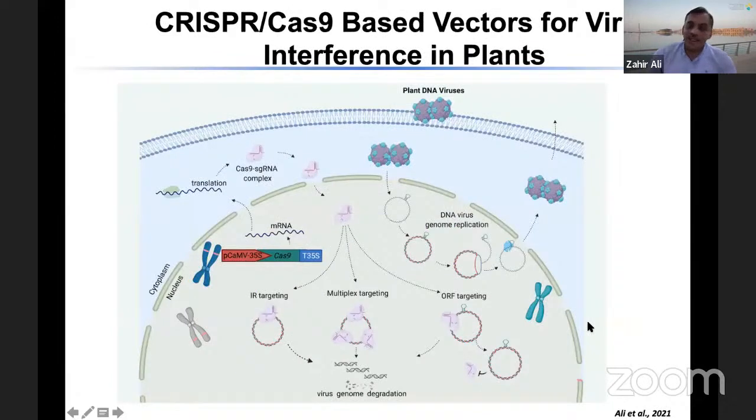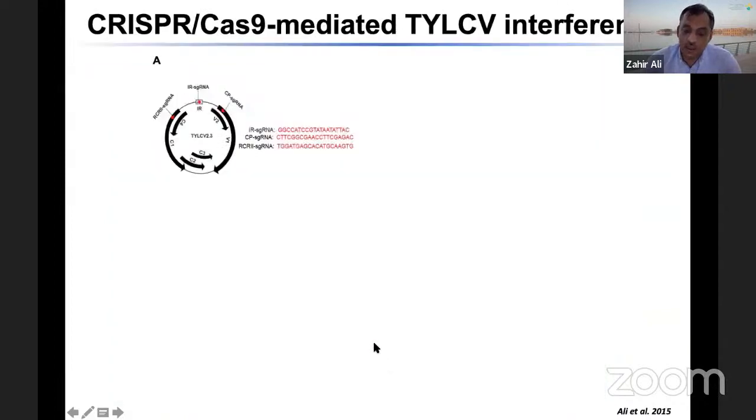Then the CRISPR-Cas-based vector can be used for virus interference because most of the viruses go to the nucleus. And if we direct the Cas9 into the nucleus, we can target the viruses because the viruses are replicating in the nucleus. If we produce the same complex inside the nucleus, we can target the virus and cut the genome of the virus. For that, we first tried TYLCV, tobacco leaf curl virus, as well as cotton leaf curl virus.